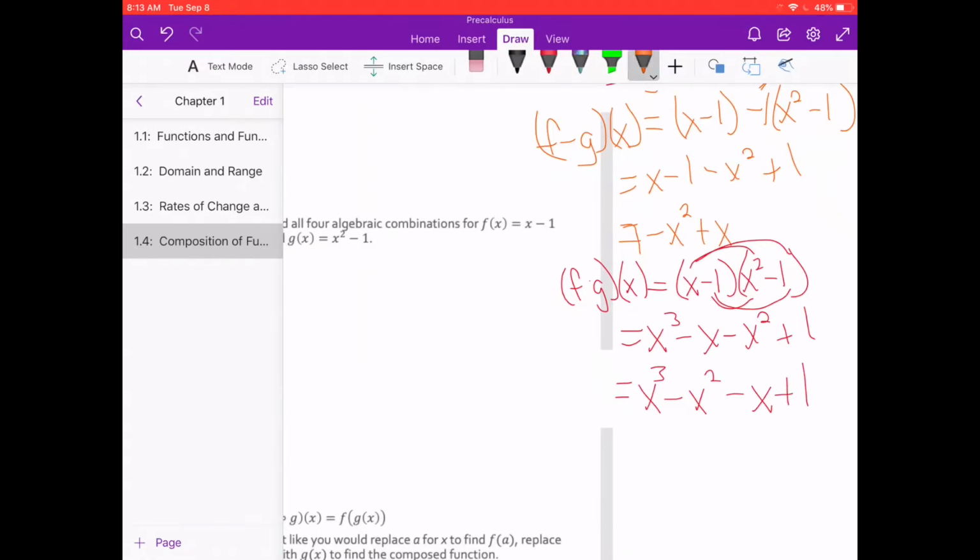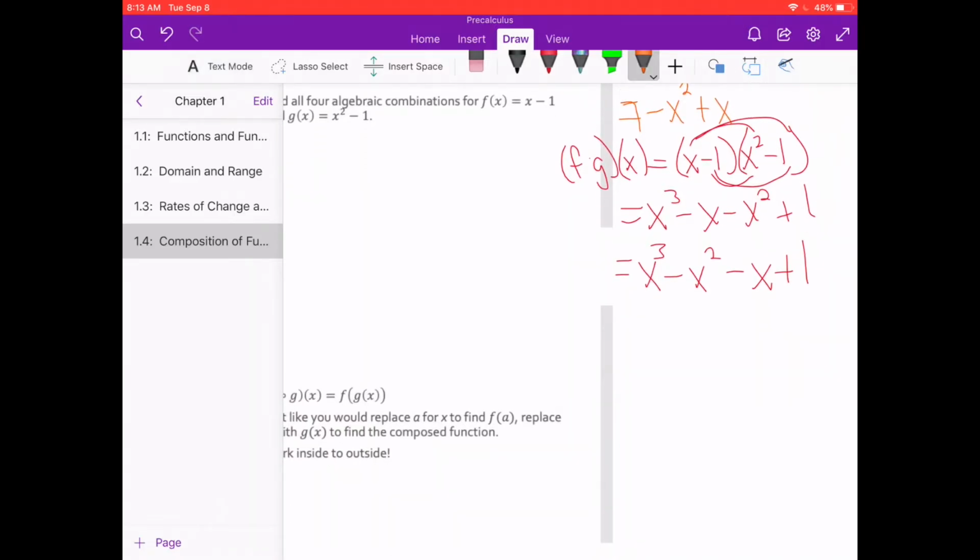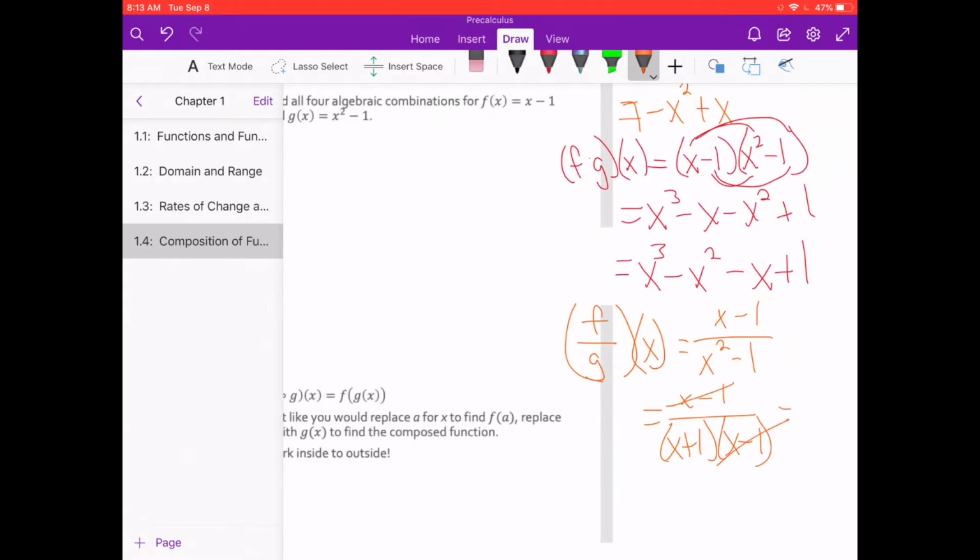And last but not least, we have f divided by g of x. So we take x minus 1 divided by x squared minus 1. The only thing I want you to look for here is if you can factor and cancel out. Remember x squared minus 1 factors into x plus 1 times x minus 1. Nicely done, we can cancel these out. So we get 1 over x plus 1. So those are our four algebraic combinations.